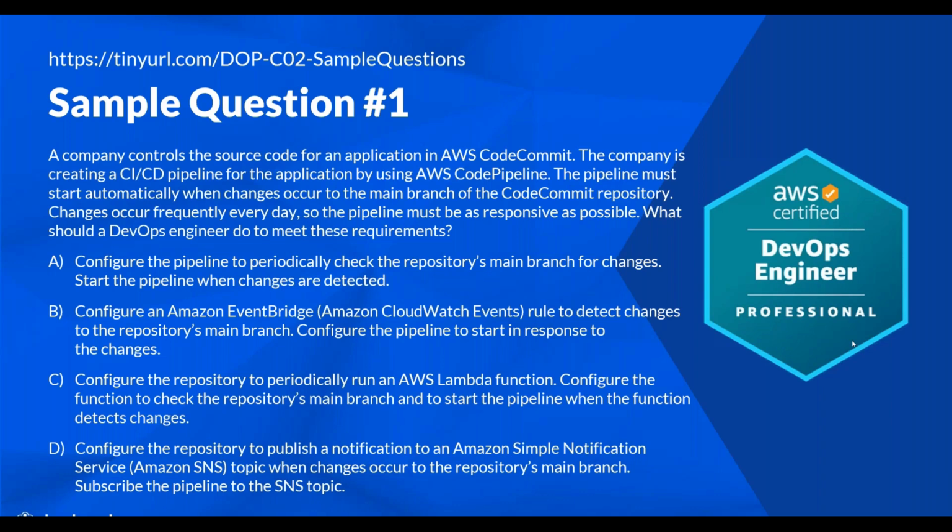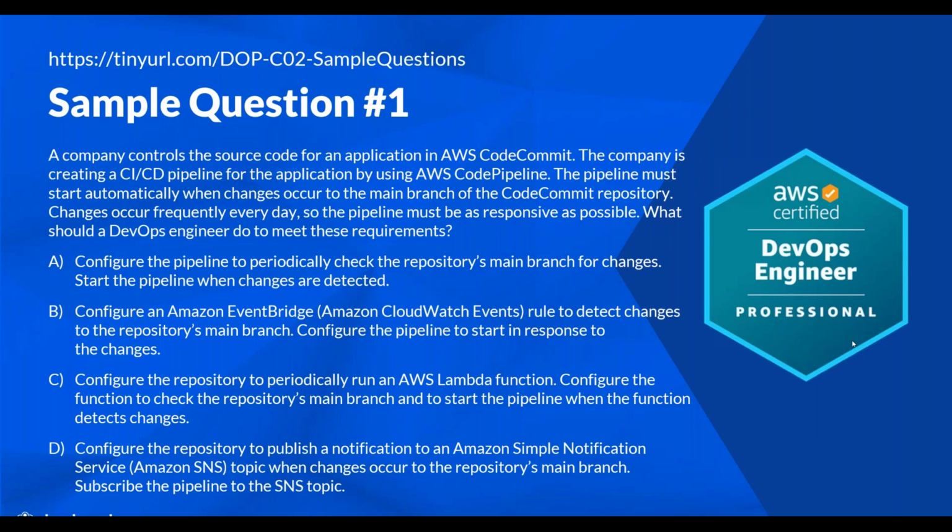So answer A, configure the pipeline to periodically check the repository's main branch for changes. Start the pipeline when changes are detected. It sounds nice enough, but it seems like there's a piece that's missing from that one. Absolutely, yeah.